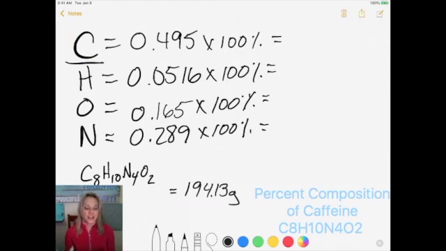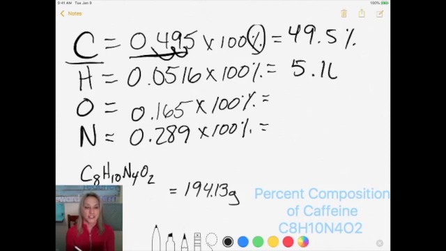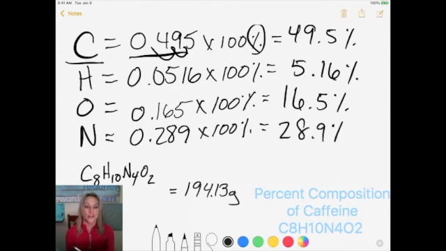When we multiply the original number, which again has no unit, times 100%, the percent will become our unit. So again, if we want to do this simply without a calculator, we just move the decimal over 2 spots. So carbon is going to be 49.5%, hydrogen will be 5.16%, oxygen will be 16.5%, and then the remaining amount is nitrogen, which should be 28.9%.